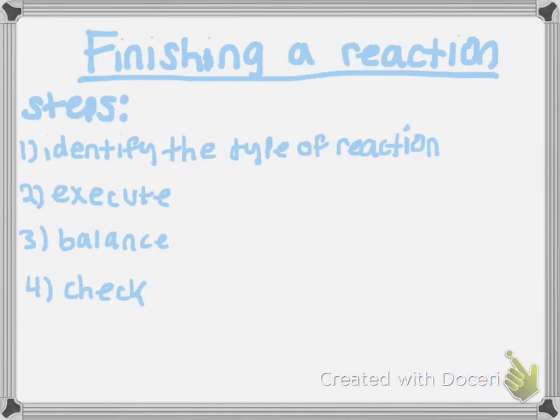Finishing a reaction. The steps to finishing a reaction go like this. Number 1, you have to identify the type of reaction. Number 2, you execute. So you switch if it's a double replacement. If it's a single, you replace, and combustion, CO2 plus H2O. Third step is to balance, and fourth is to check.